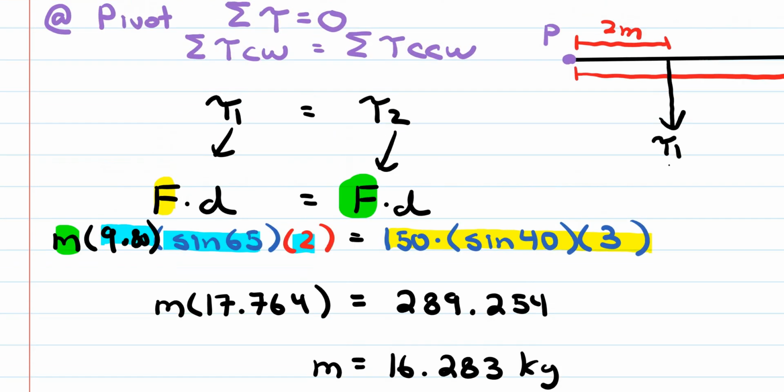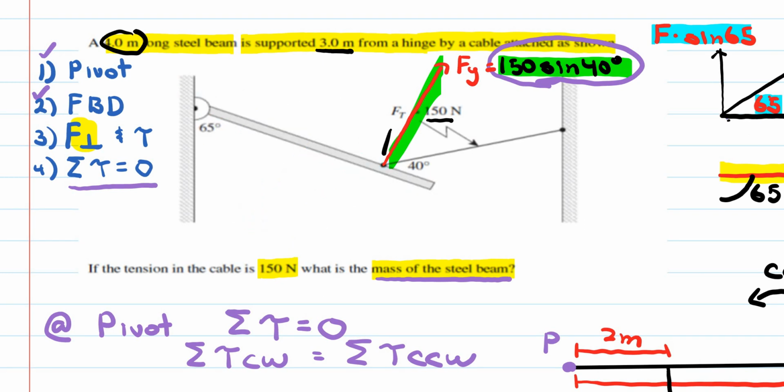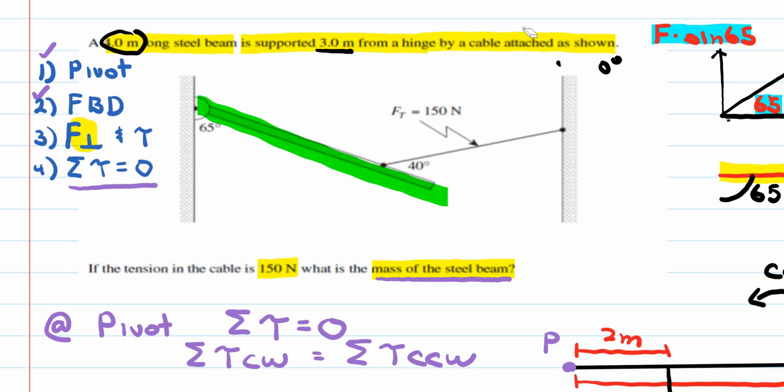All right, so just going back to the original diagram, if I erase all the colors here, what we're saying is that this entire beam right here in green is equal to 16 kilograms. All right, so that's the solution for that first problem.